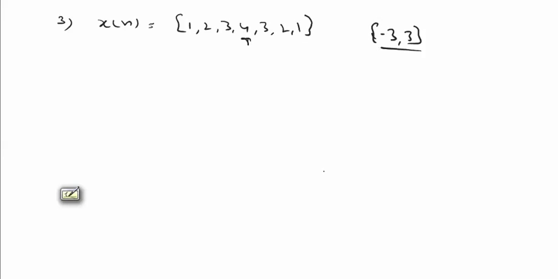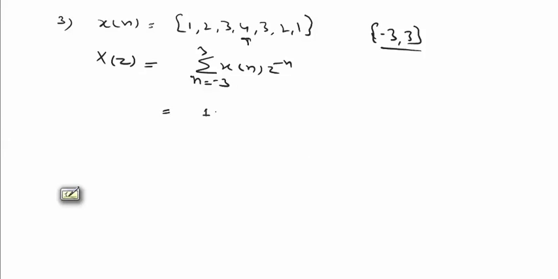Third example of discrete finite sequence. Xn is 1, 2, 3, 4 with arrow mark, 3, 2, 1. Limit is time range limit is -3 to 3. Xz is the sum, minus n equals to -3 to 3, xn z.